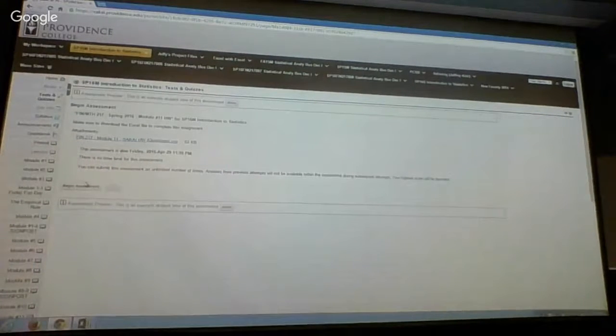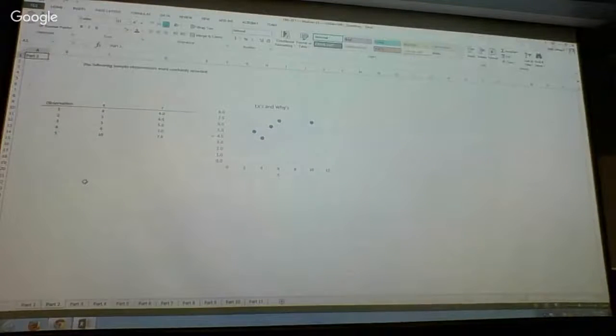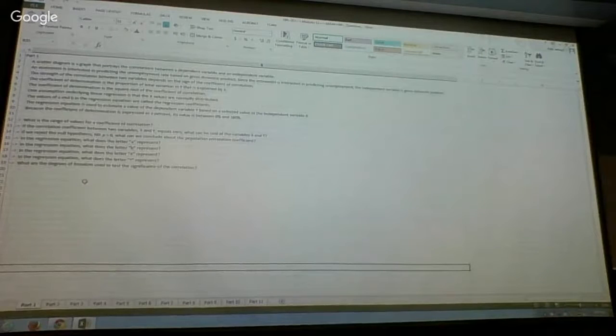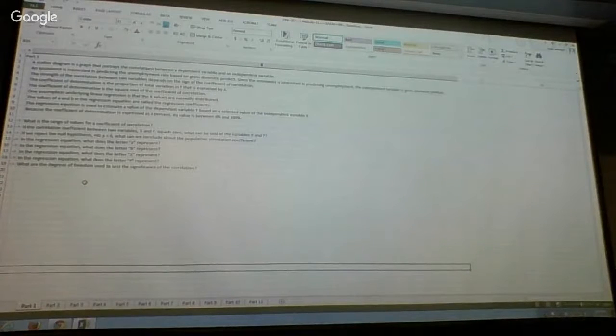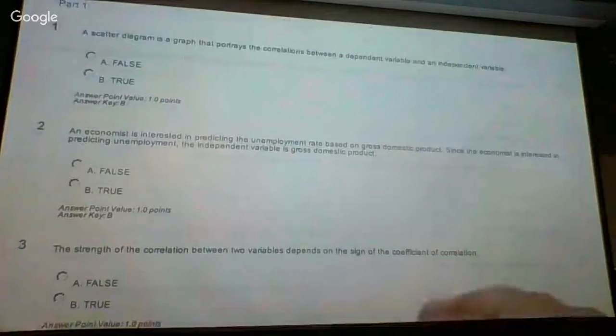Now also on here, there are a list of the true-false questions. So for example, that first question 1 says a scatter diagram is a graph that portrays the correlations between a dependent variable and an independent variable. And that's the same thing that we see here.